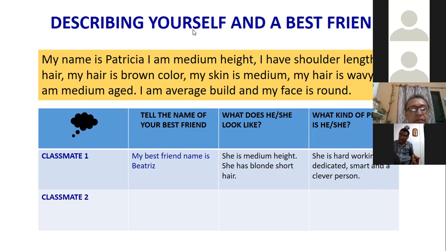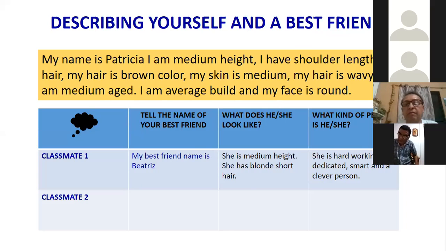My friend name is Astrid. Medium high. She has blonde, long and curly hair. Brown eyes, and what kind of person is she? She is smart, dedicated, nice, happy, and friendly. Okay, very good. Who continues?